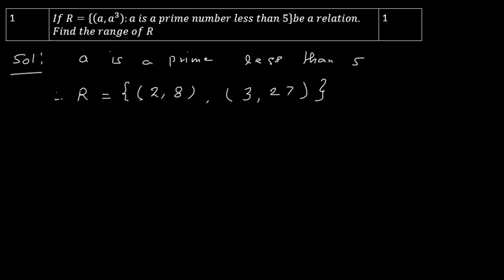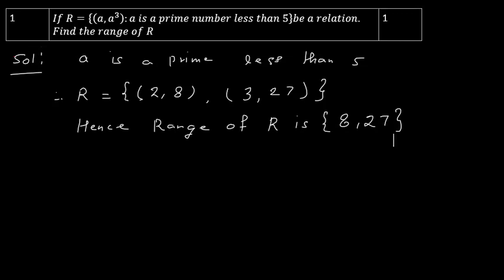Hence the range. What do we mean by the range? Range is the set of second elements. So therefore I will say that the range of R is the set {8, 27}. Yes, simple question. Okay. Now we move to the next problem.